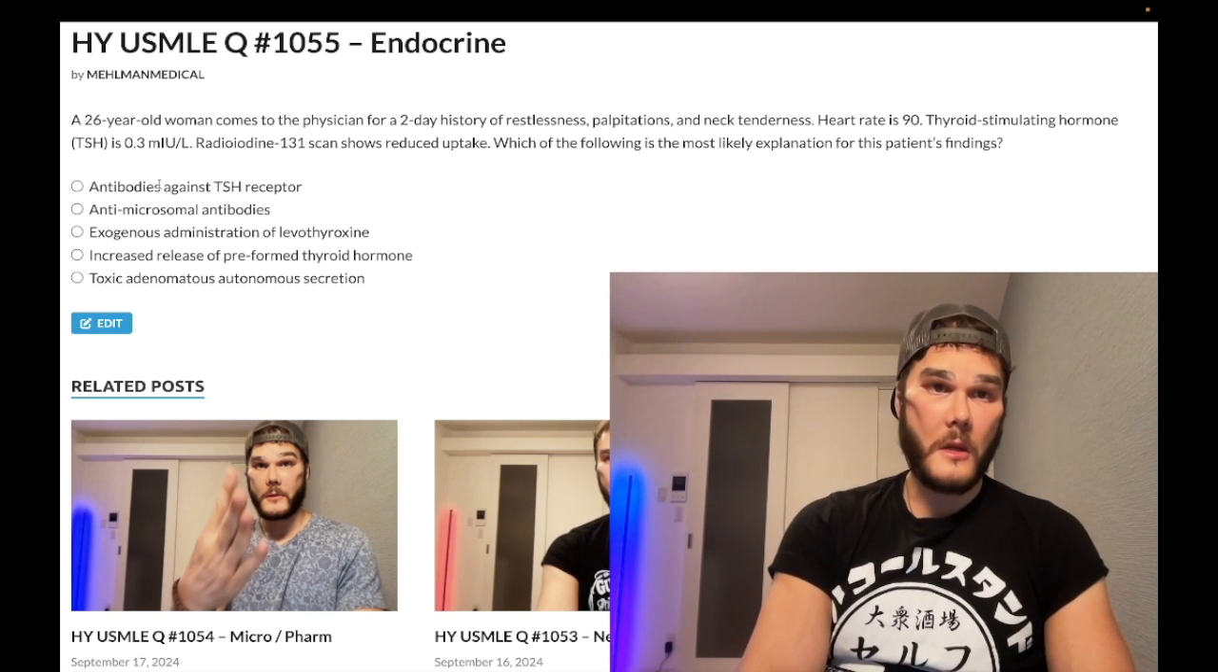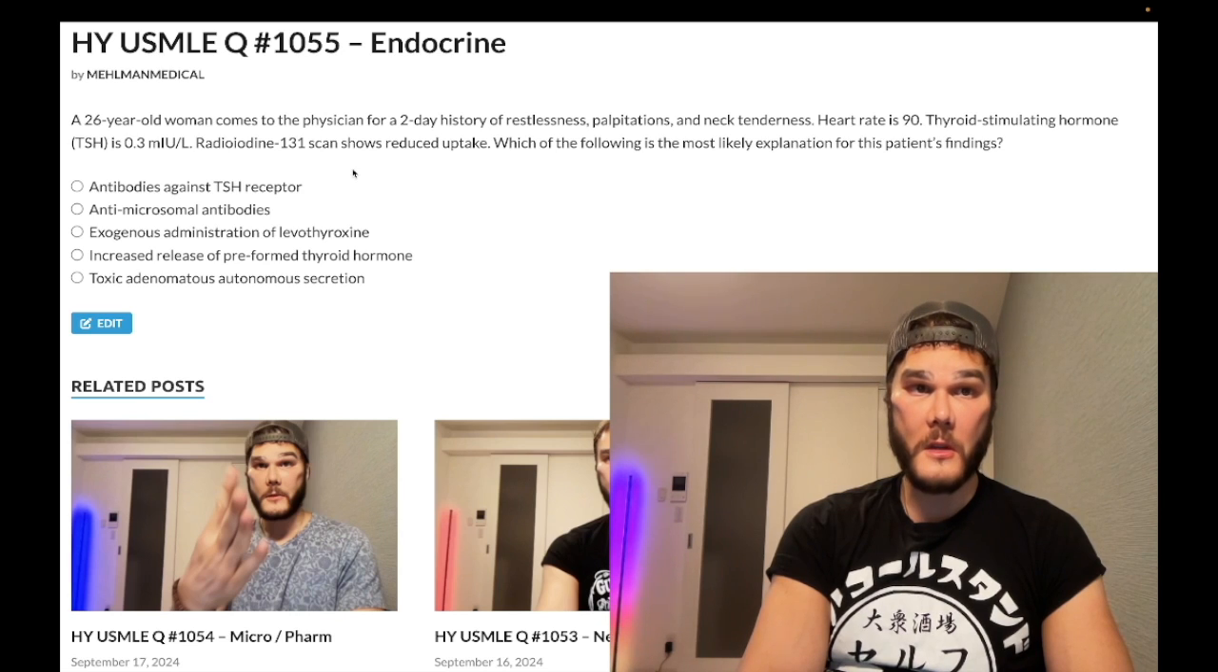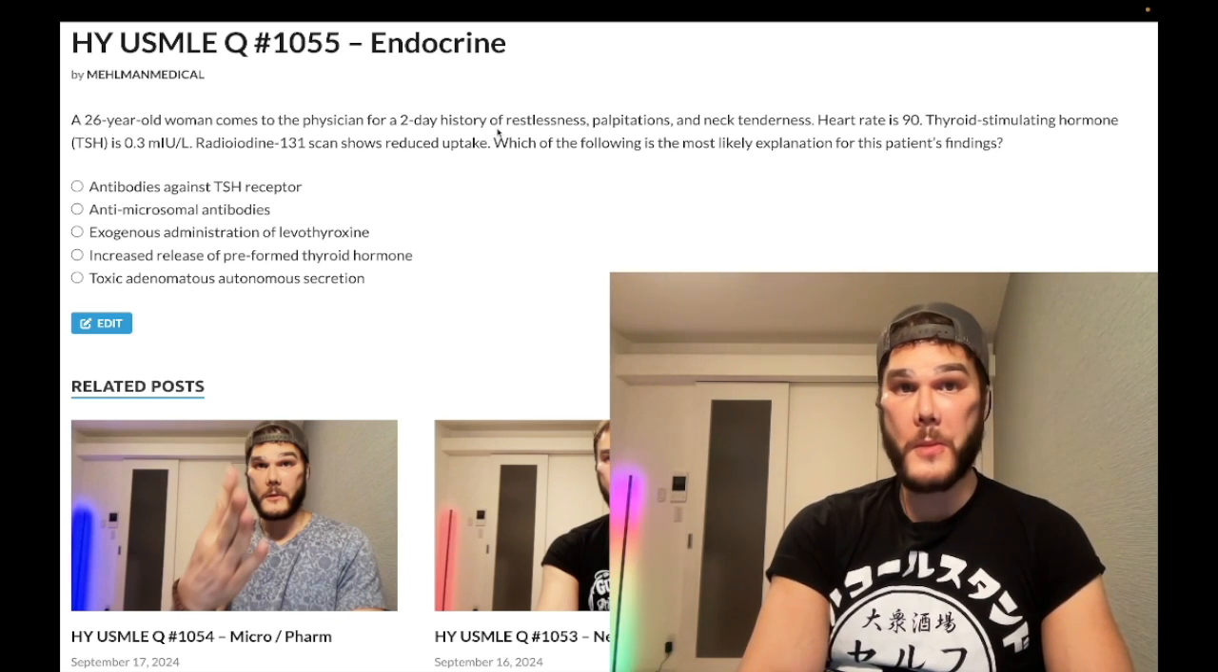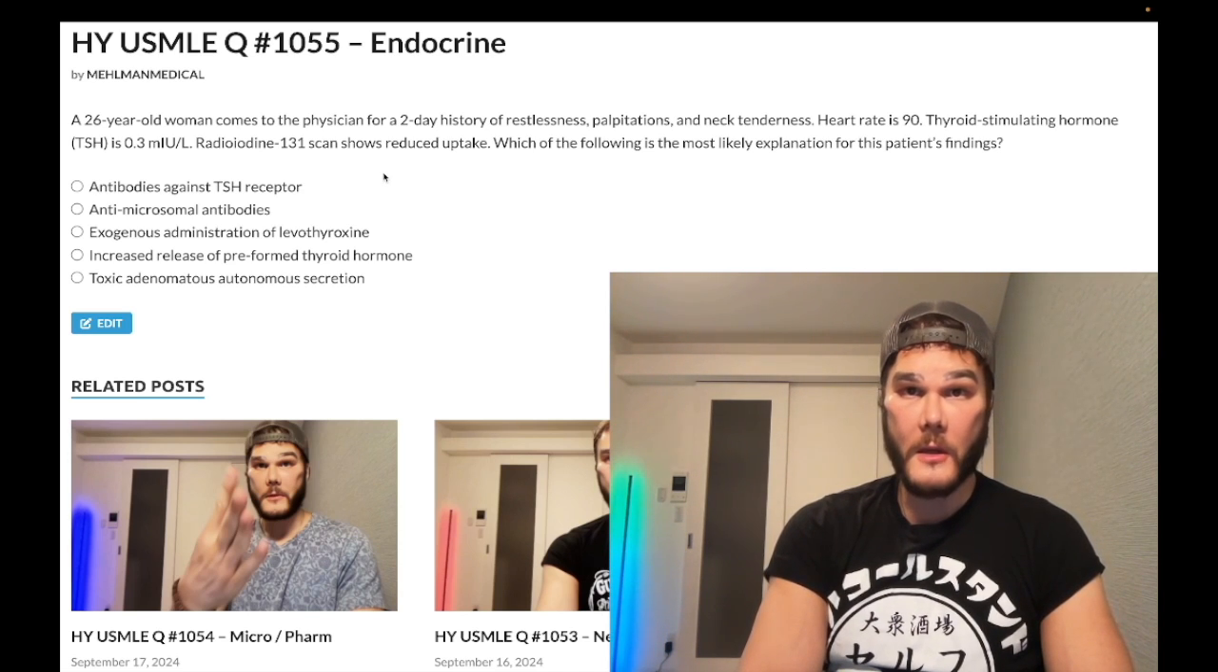Choice A, antibodies against TSH receptor, wrong fucking answer, refers to Graves' disease. So if we had Graves' disease, although yes, we'd have hyperthyroidism with a suppressed TSH, our radioiodine uptake scan would show diffusely increased uptake. Wrong fucking answer.